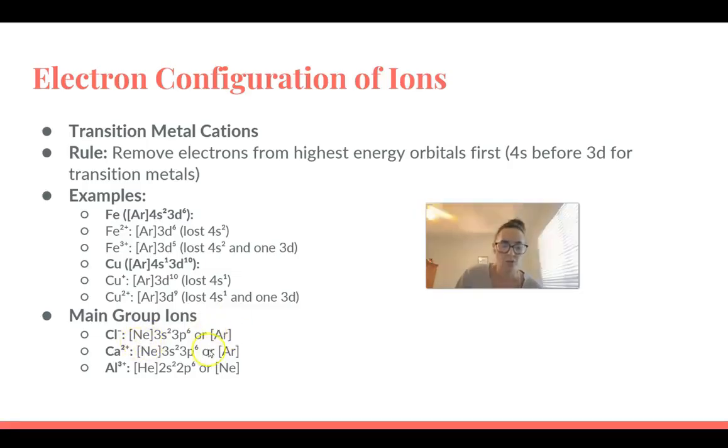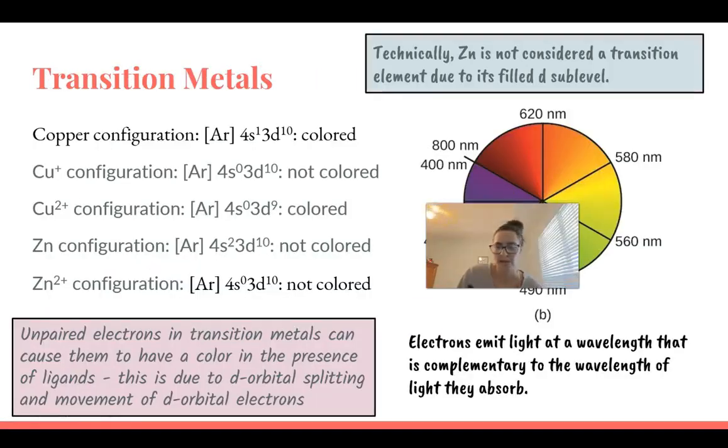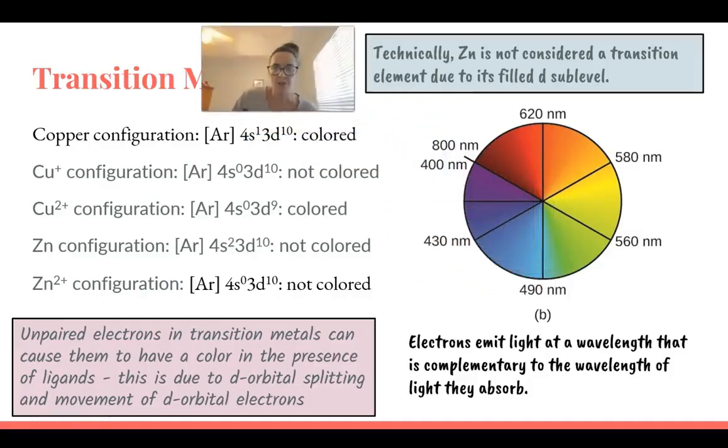Calcium loses 2 of the 4s electrons to again be like argon. Aluminum will lose 3 electrons to have the same electron configuration as neon. Then the last thing I wanted to talk about was transition metals and their relationship to color.